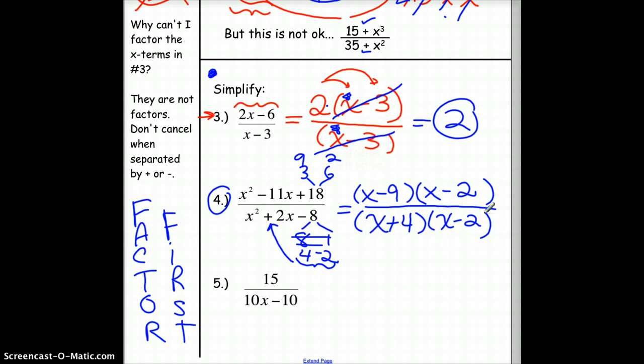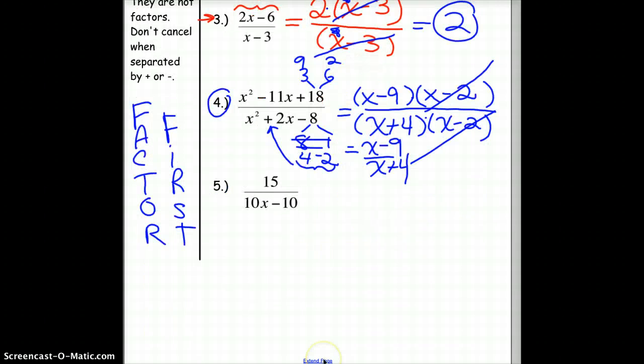What that means is I have a common factor. Again, this means multiply and multiply in between there. So I get to cancel common factors. And it's done. My answer would be x minus 9 over x plus 4. All right, and that would be my final answer for that one.